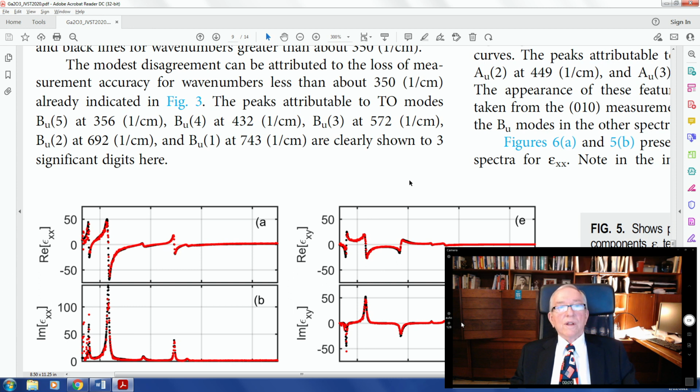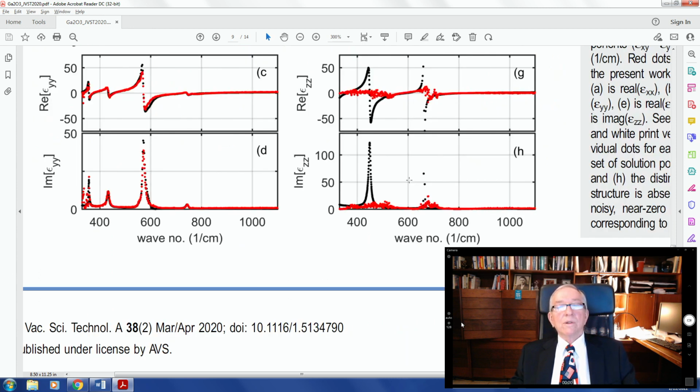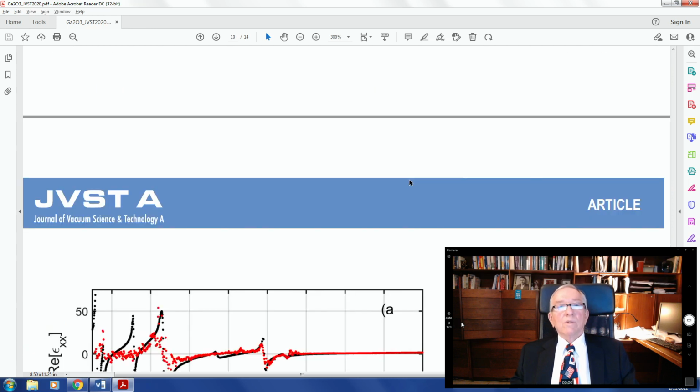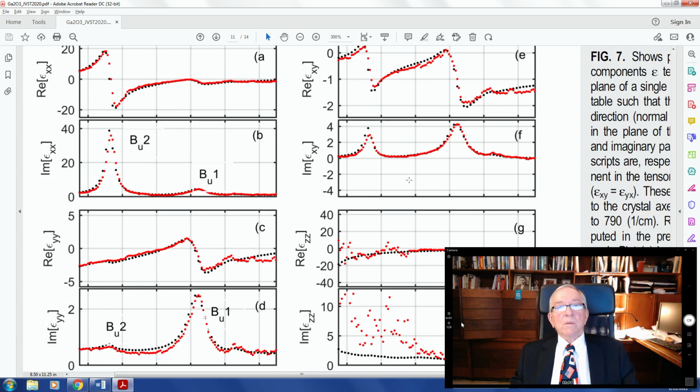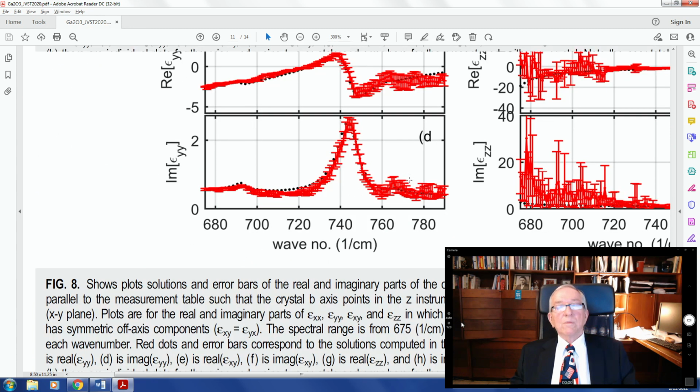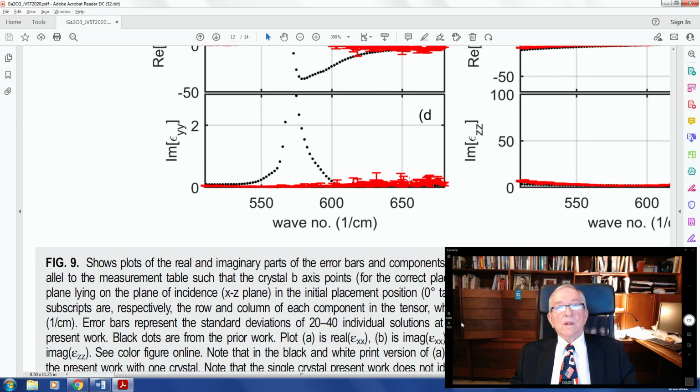Here's some more findings. Do the red dots and the black dots agree with each other? They look like they do. Why is that? And what did we learn? And down we go. I'm not going to review this paper for you right now. And you see more figures. This paper had a lot of figures.